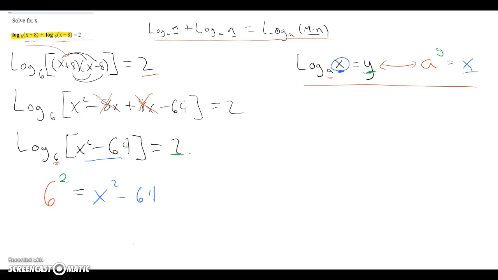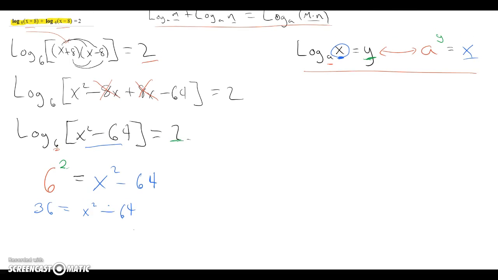All right. So we went ahead and we got that written as one logarithm. We started with 2 logs, we got it down to 1, then we turned it into an exponent. From here, it's just a pretty simple quadratic to solve. 6 squared is 36 equals x squared minus 64. Now I'm going to try to get that x squared by itself, so we're going to add 64 to both sides. So 36 plus 64 is 100 is equal to x squared.